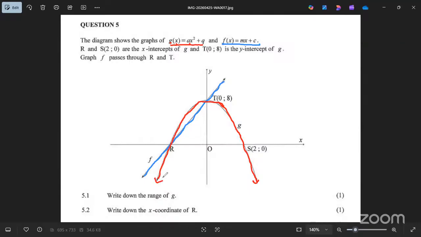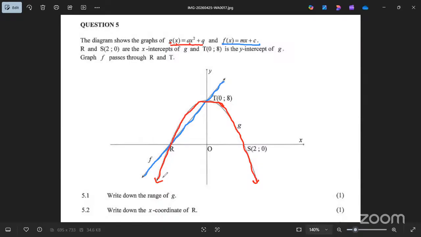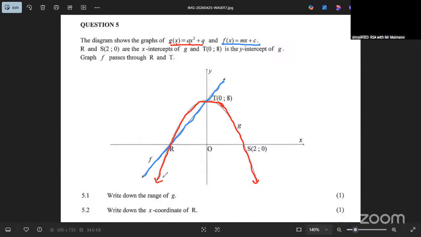Normally, at some instance, you would be the one who has to draw these graphs yourself, right? You would have a function and they say, draw these two graphs in one plane. I'm sure you've seen such questions, right? In this regard, you have two that are already drawn for you.